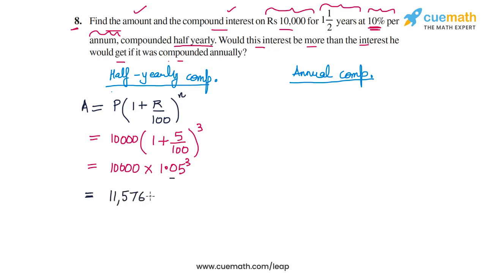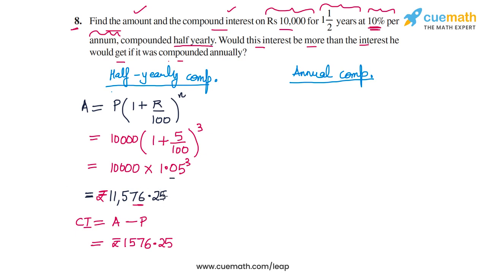11,576 and 25 paise. So in the half yearly compounding scenario, the total amount at the end of 1.5 years will be this much, which means that the compound interest will be the amount minus the principal. So 11,576.25 minus 10,000. So the difference will be rupees 1,576 and 25 paise. So this will be the interest earned in the half yearly compounding scenario.